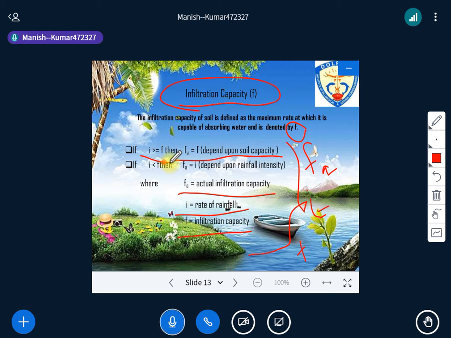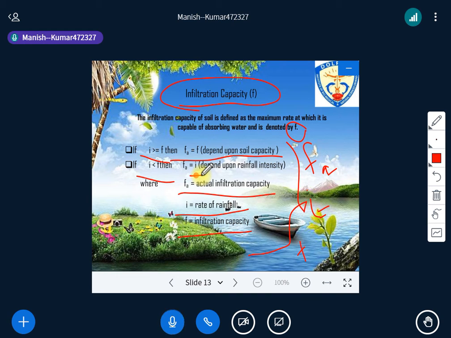Then the actual infiltration capacity should be equal to the infiltration capacity, right? And it is reversed for the next condition: if i is less than f, it means the rate of rainfall is less than the infiltration capacity. So the actual infiltration will be the amount of rainfall. You can easily understand that, because the rate of rainfall provides the amount of water that needs to be infiltrated. If it is less than the infiltration capacity, it can be easily absorbed by the soil itself, so the actual infiltration should be equal to the rainfall.